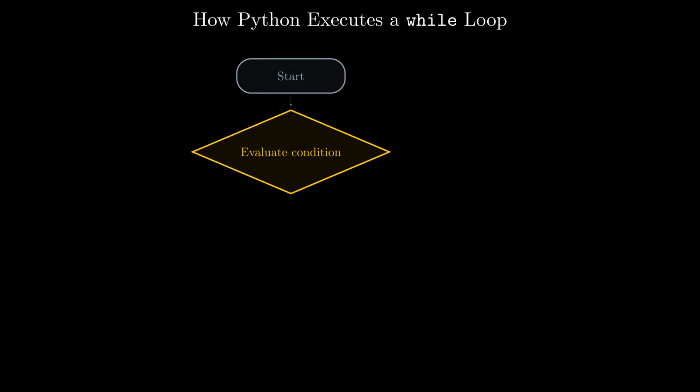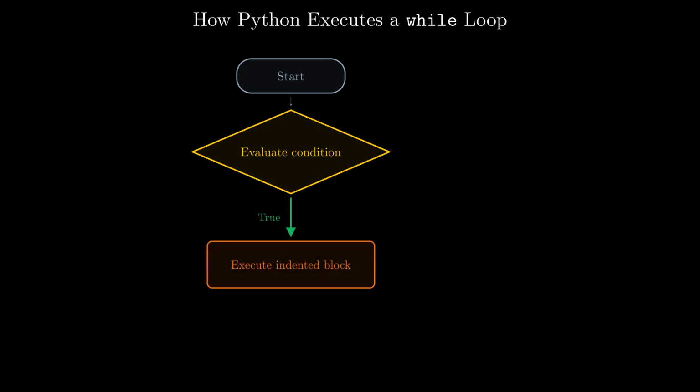Here's how Python executes a while loop. Step 1. Python reaches the while line and evaluates the condition. Step 2. If true, Python runs every line in the indented block, top to bottom. Step 3. When the block finishes, Python automatically jumps back to the while line and re-evaluates the condition. If still true, it runs the block again. This cycle repeats. Evaluate, execute, jump back.